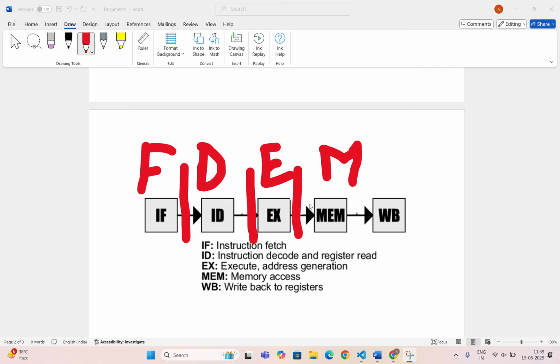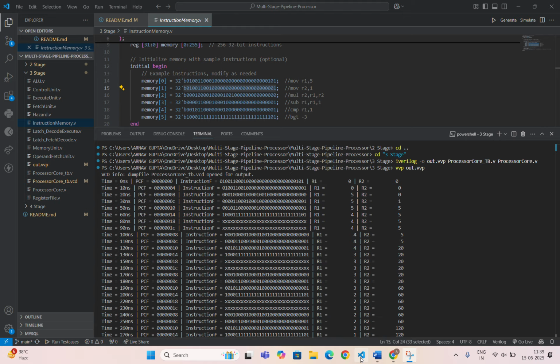Here, at t equals 0 nanoseconds, the first instruction is in the fetch stage. Then at each next clock, the first instruction moves to the second, then third, then fourth stage. Meanwhile, while the first is in decode, the second is in fetch. When the first is in execute, the second is in decode and the third is in fetch. So this is what is happening. Now I will show this.